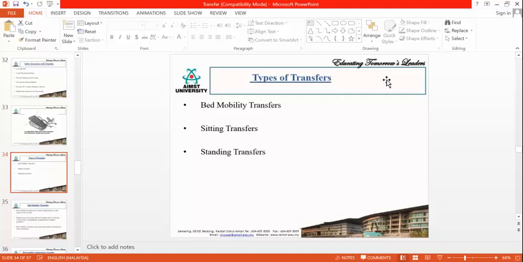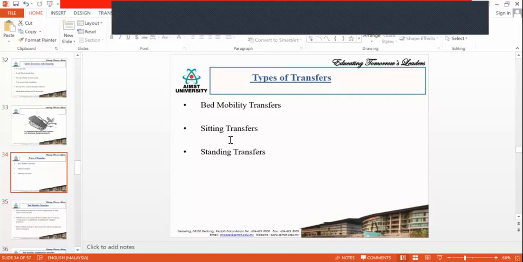So moving inside the bed is called bed mobility. Then transfer from sitting and transfer from standing. That is called sitting transfer and standing transfer. We have already seen many of these: transfer from a wheelchair to bed, bed to wheelchair, or wheelchair to car, car to wheelchair. All those things come under sitting and standing transfer. So we will see about bed mobility alone now.